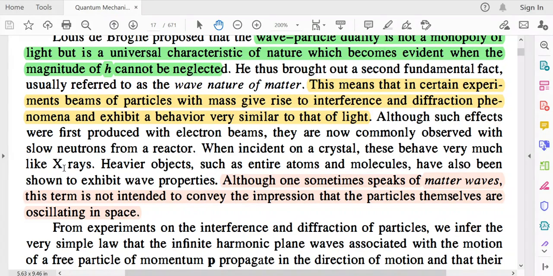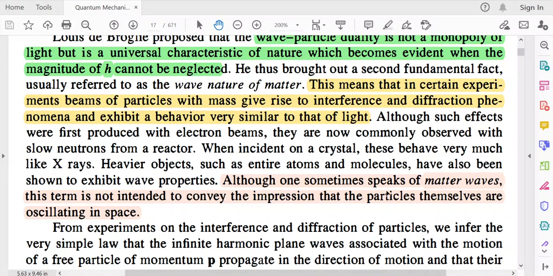But similar to X-rays, it has also been observed that electron beams, when incident on crystals, also exhibit the diffraction phenomena. So diffraction is observed for X-rays, which are waves, and it is also observed for electron beams, which are particles in nature. Heavier objects such as entire atoms or molecules have also been shown to exhibit wave properties. This is surprising.